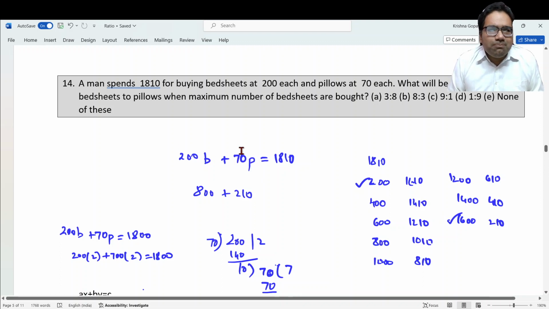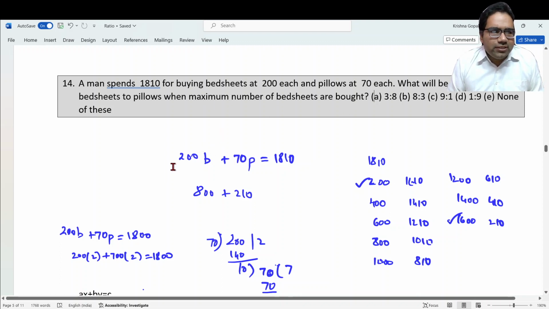So this B and P, you cannot buy as many bed sheets or as many pillows, right? Because B and P cannot be in a fraction. B and P can be an integer only. So there is only one equation, and there are two variables, one equation, right? Two variables, one equation. And these variables always have to be integers, right? So you cannot have multiple solutions, right? And that's why it is very important, right?